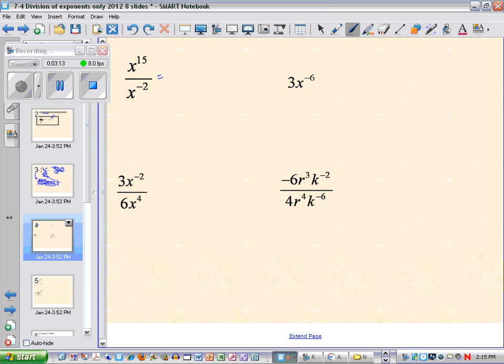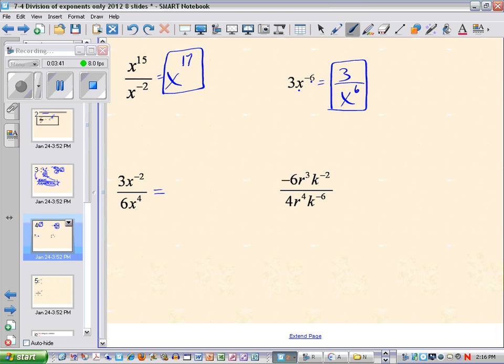So with this one, we're going to keep the same base, x, subtract the exponents. 15 minus negative 2, 17. This one, the negative 6, only applies to the x. So that's really 3 over x to the 6th. Okay?